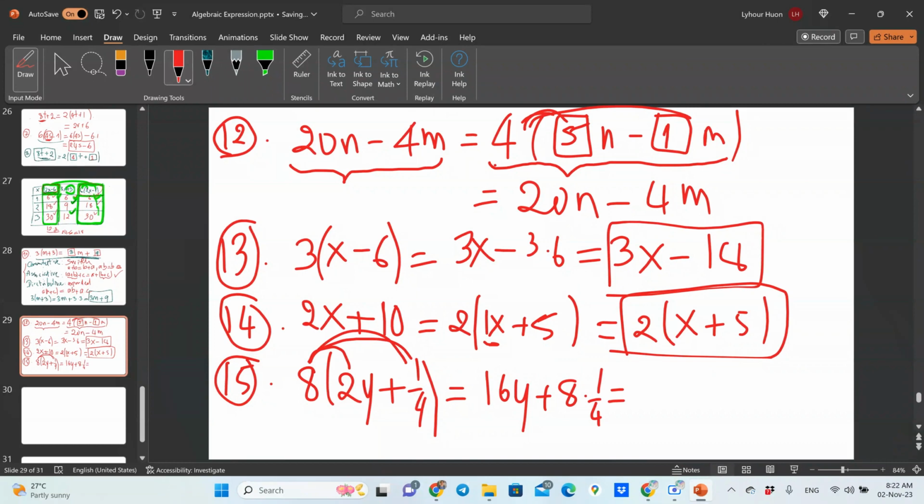I need a pencil for that. 8 times 1/4. So 16y plus 8 times 1/4, which is 8 over 1 times 1 over 4. And then 8 times 1 is 8, 4 times 1 is 4, and 8 over 4 is 2. Right. Okay, correct.